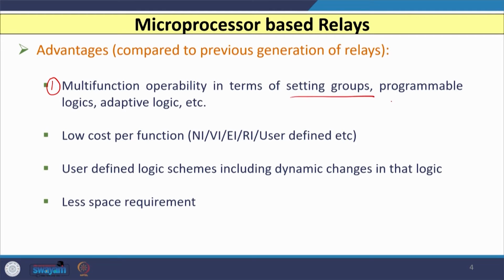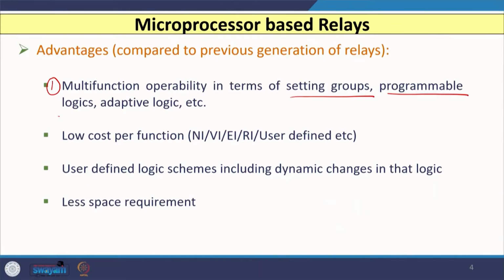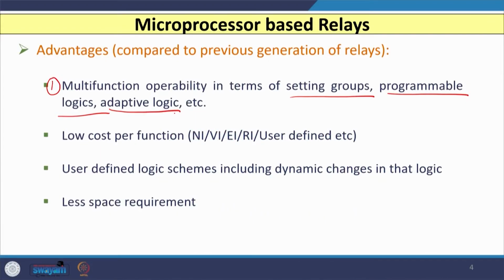So, this relay has basically two setting groups, one setting group that is used for working purpose, the other setting group that is normally a backup. It has a programmable logic. So, you can develop your own code or program if you want to design some different characteristic. It also supports adaptive logic.